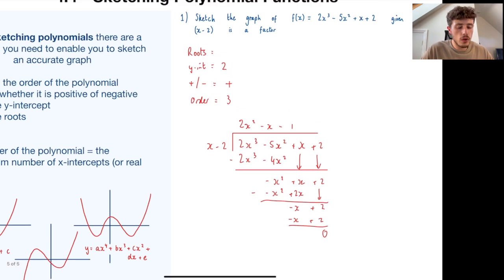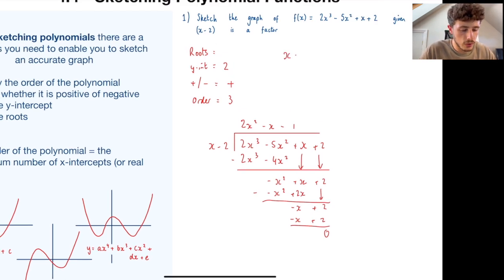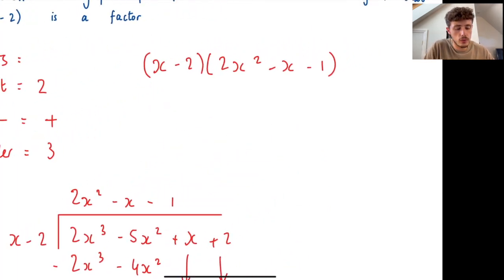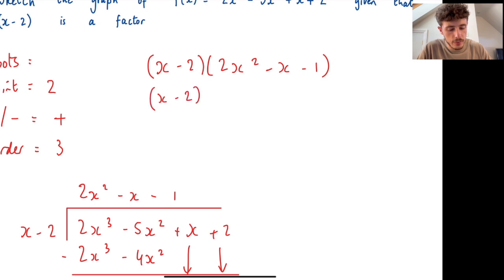So that means that we can now rewrite this polynomial as x minus 2 and then 2x squared minus x minus 1. Now, because it's a quadratic in the right-hand bracket, we can factorize this, or hopefully factorize it, assuming it is factorizable. We can actually rewrite this as x minus 2.